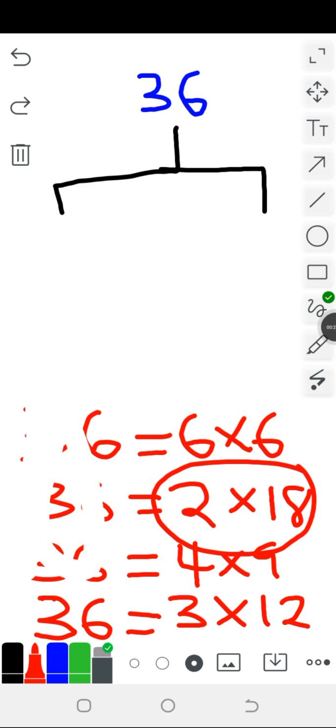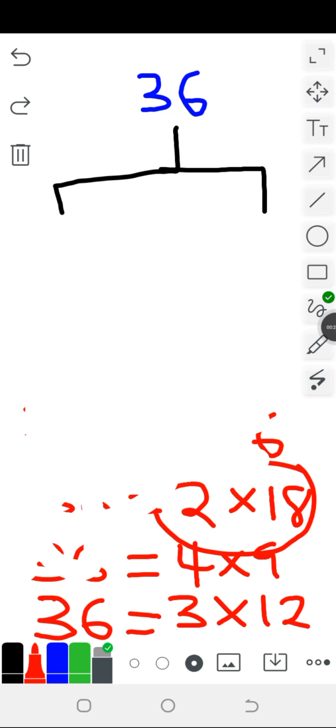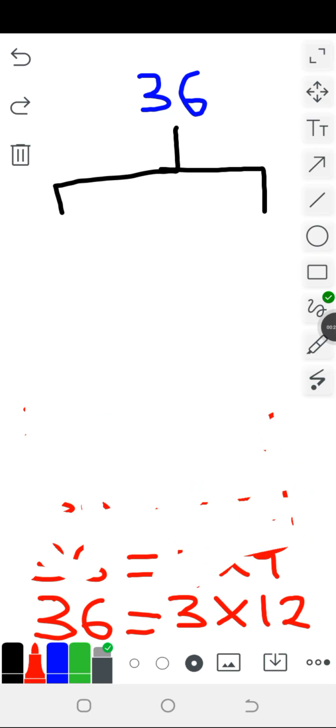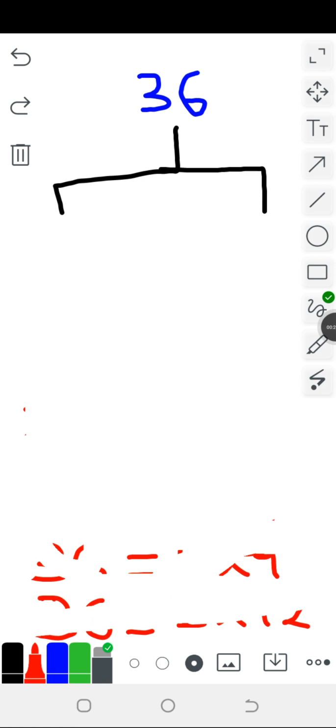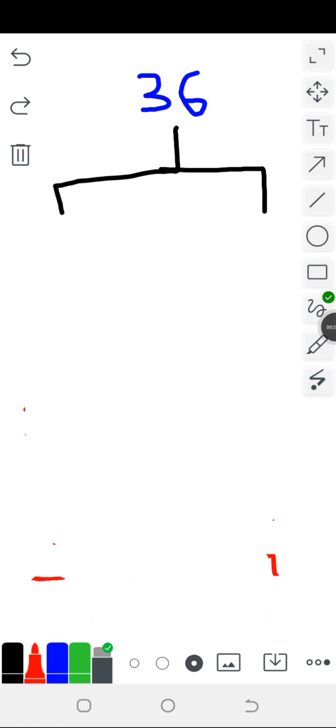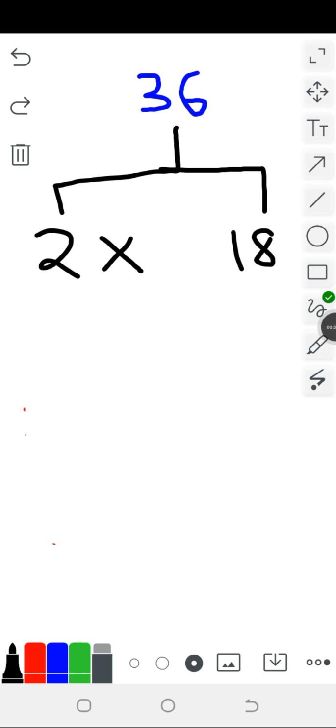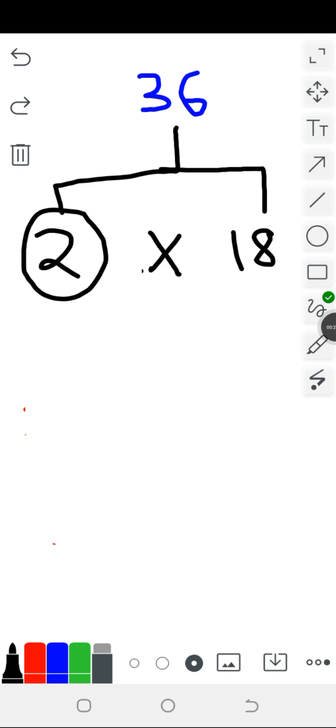2 times 18. So that means I've created a branch for 36, and the one I decide to choose is 2 times 18. So I would go 2 times 18 will give me 36. Now, between these two numbers, 2 and 18, I already have a prime number, which is 2. So I'll circle the 2. I'll draw a branch for 18. I'll think again.